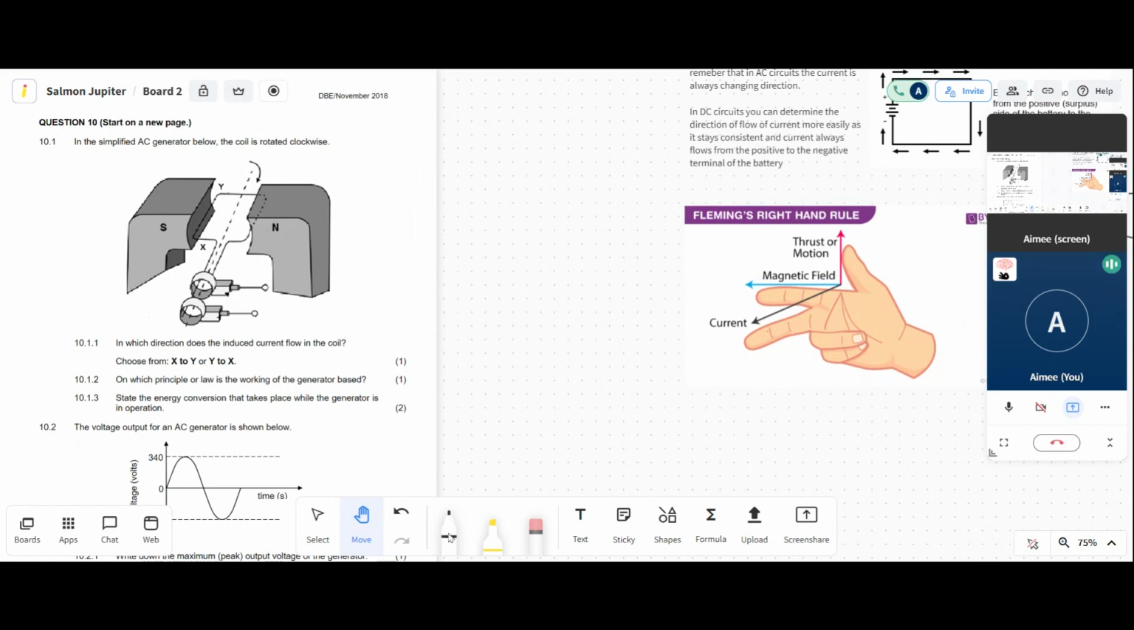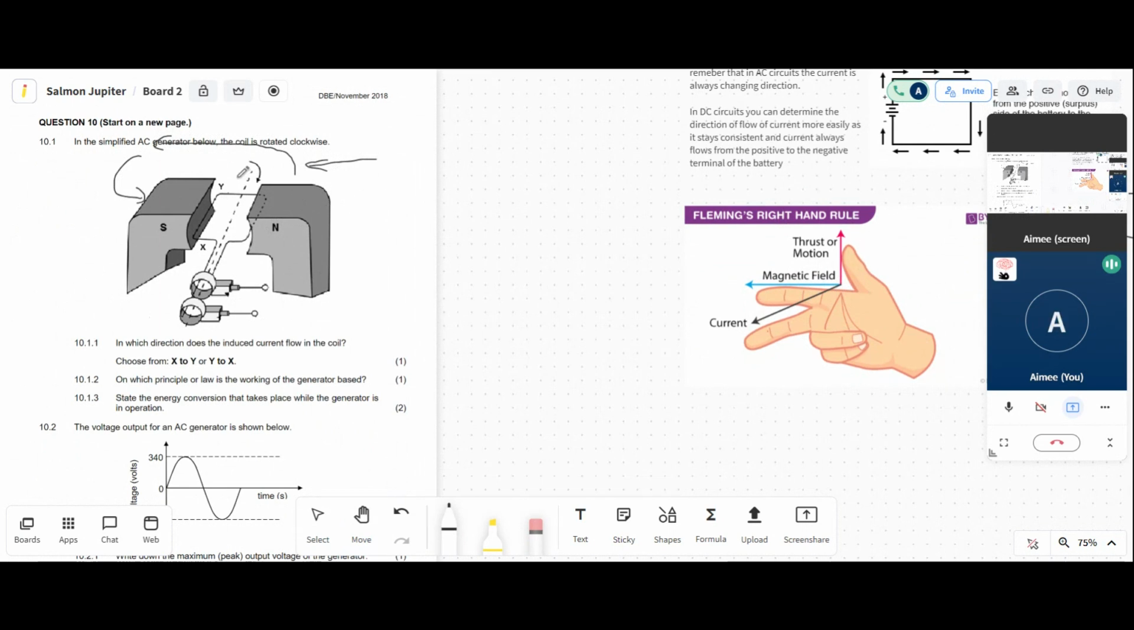Remember, magnetic field always goes from north to south. It goes out of the north and into the south. So your magnetic field is pointing to the left, okay, because it's going from north to south. Then we're trying to determine the direction of current, right? But first we need to make sure our thumb is positioned in the thrust or the motion.